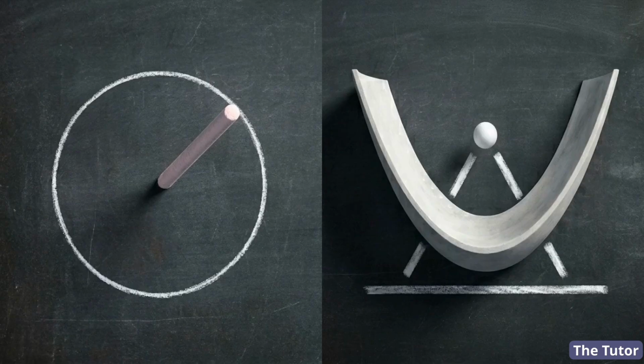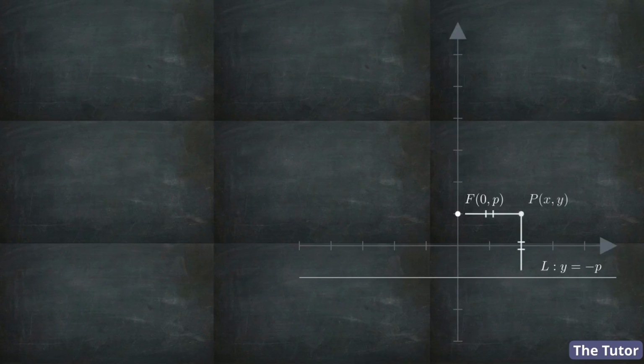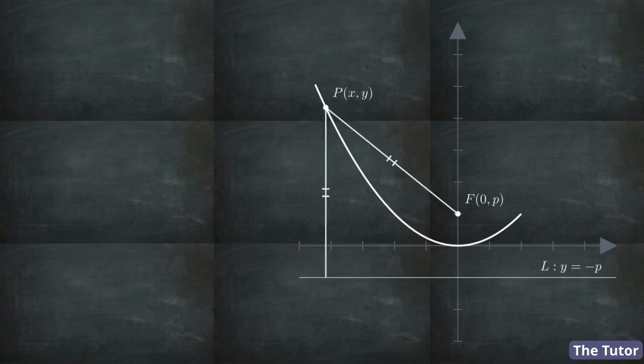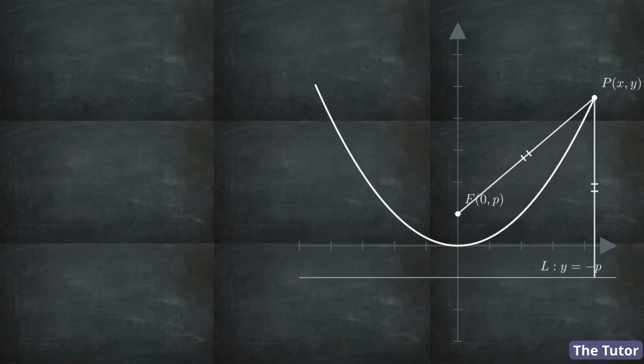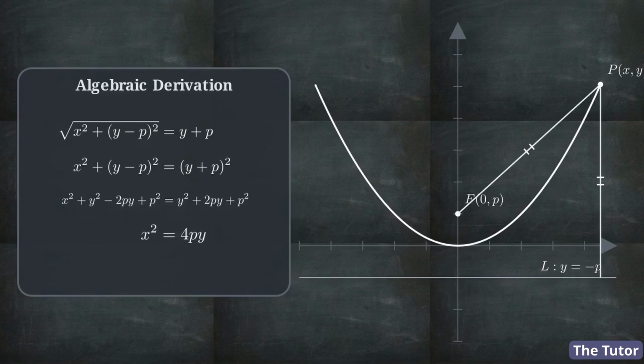While a single distance constraint creates a circle, balancing two distance constraints creates a parabola. The parabola is defined by a fixed point, the focus, and a fixed horizontal line, the directrix. If we move point P so that its distance to the focus perfectly matches its vertical distance to the directrix, the point traces a perfect upward opening parabola. Equating the distance formulas for both paths simplifies algebraically into the standard equation x squared equals 4py.